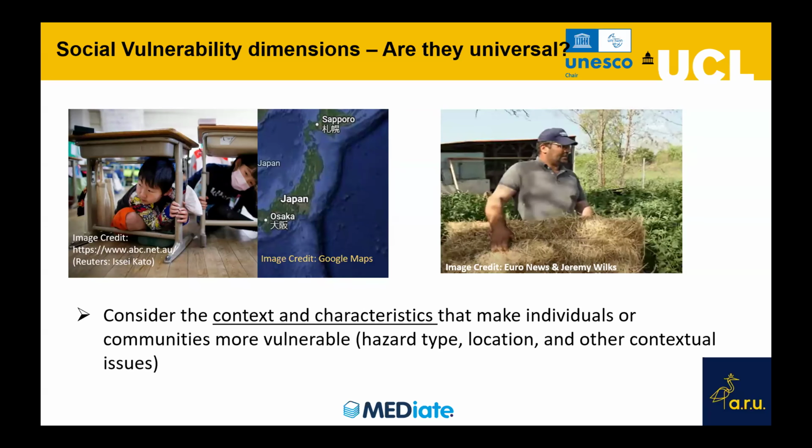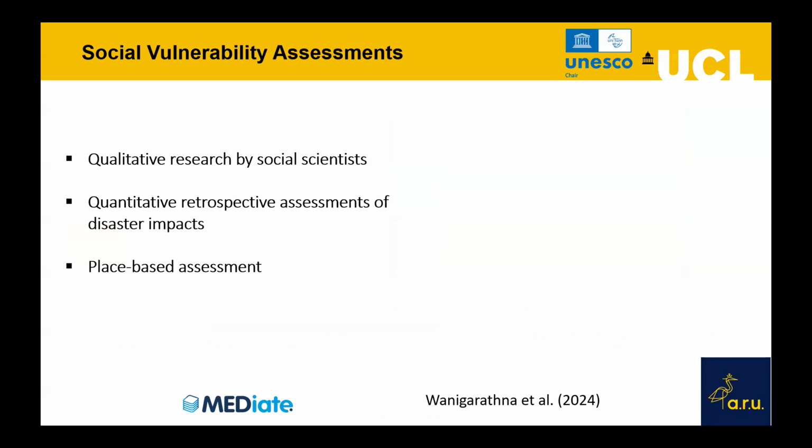So other than typical dimensions, what I wanted to stress here is there are contextual issues that we need to consider when we talk about vulnerability. So let me summarize. How do we assess this? We know all these stories, but how do we really assess this to use them in decision making?